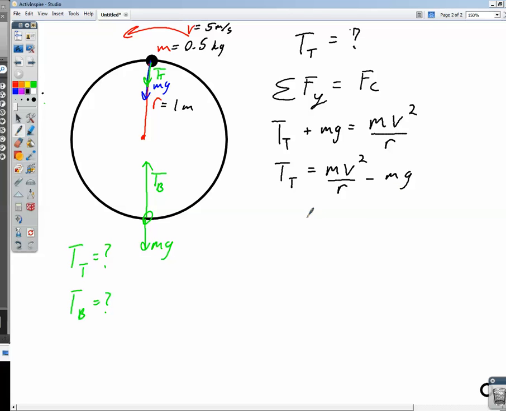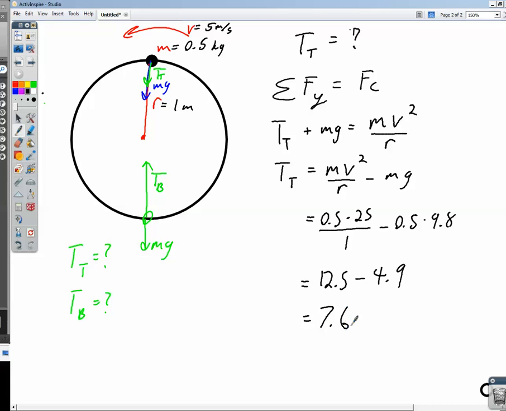And plugging in some values here, we've got 0.5 times v squared, which is 25, divided by 1, minus 0.5 times 9.8. So half of 25 is 12.5, and we're going to subtract off 4.9. Throwing that into the calculator, because I don't trust myself with these numbers, as you've seen in class, we end up with a tension of 7.6 newtons for the tension at the top.